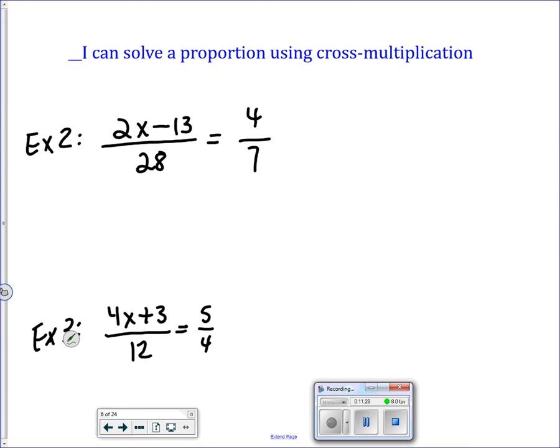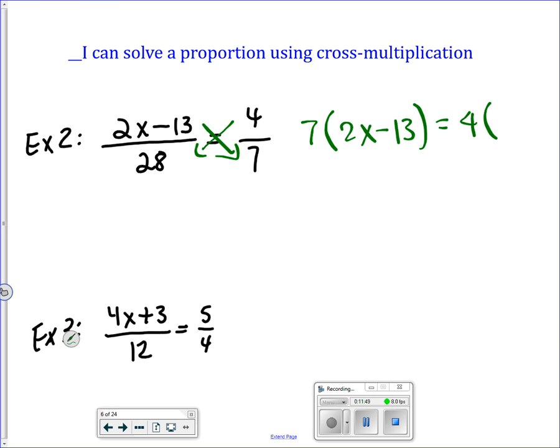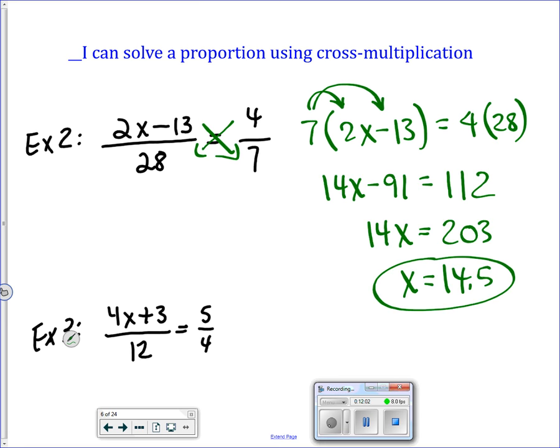So now I'm going to give you a couple of problems where you have to cross multiply, a little bit more algebra intensive. What I'm going to suggest you do is when you write these down, you draw these arrows and you just systematically walk through. I use parentheses at first to show what's going on. I'm going to take 7 and multiply it times the quantity 2x minus 13, and then 4 times 28. Don't forget to distribute this through. Come back and check your work. And there you have it.